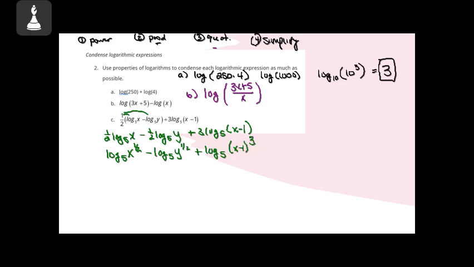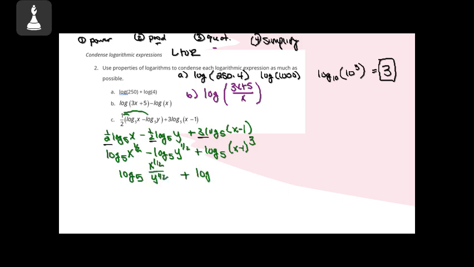Okay, so now we're going to look for our products and our quotient rules. I'm going to work left to right here. So we have this first one minus the second one, so I'm going to make those two into a fraction: log base 5 of x to the half over y to the half. And then I have plus log base 5 of x minus 1 cubed. I'm going to do one at a time.